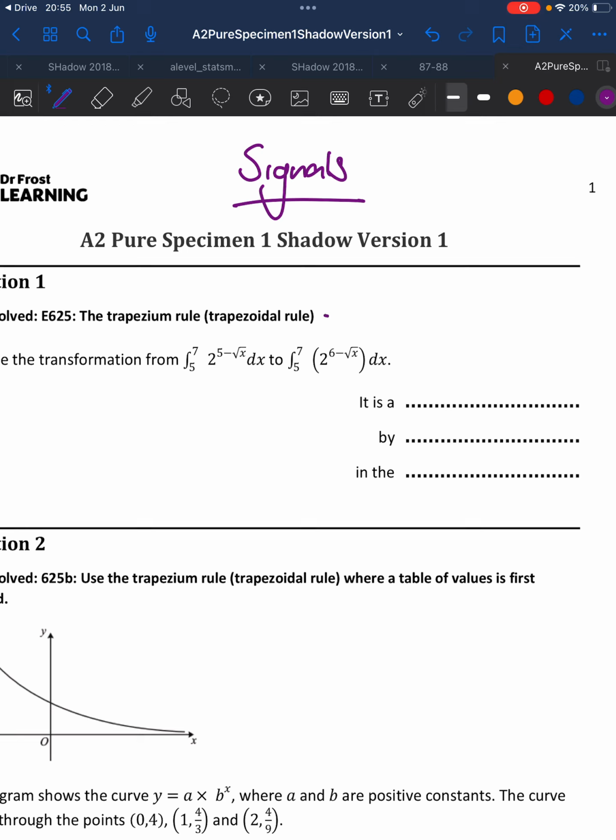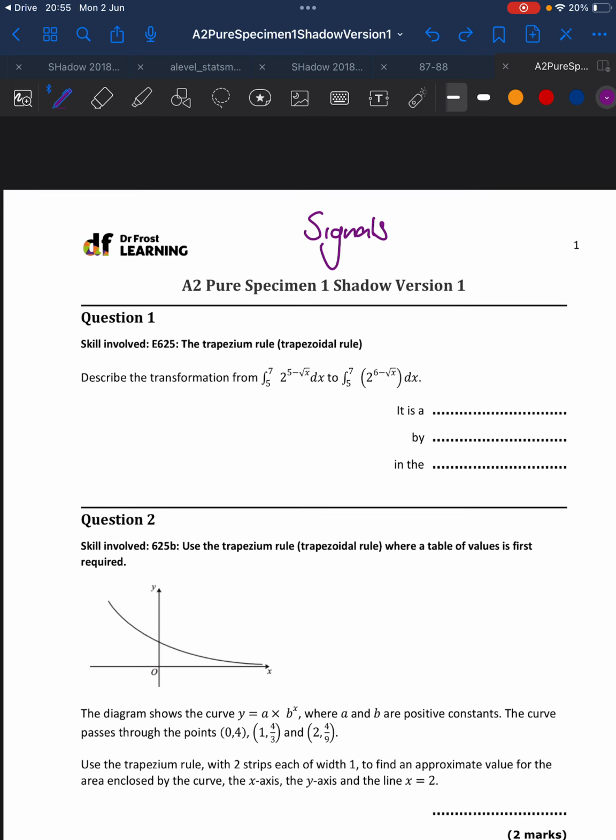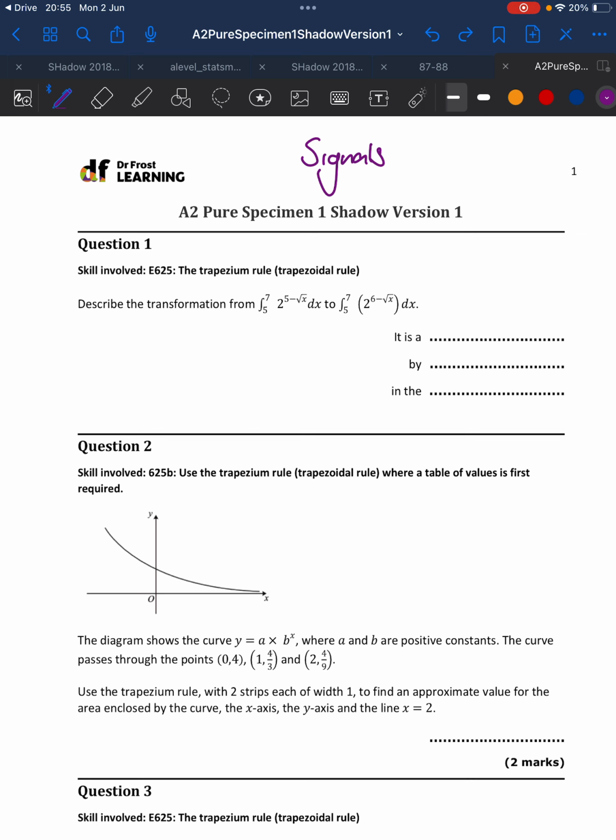Okay, so some of them might have references at the top in bold. I'm not going to read those. I leave them for you if you want to pause the video. And this is a shadow version that I've made with the website Dr Frost. Okay, so I've taken the specimen paper and made a shadow question.